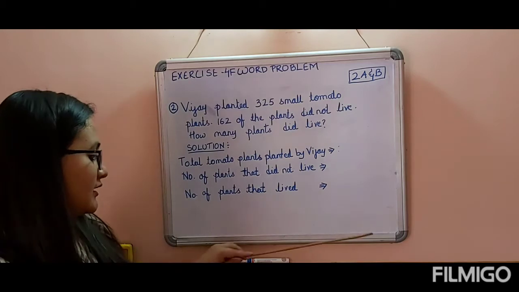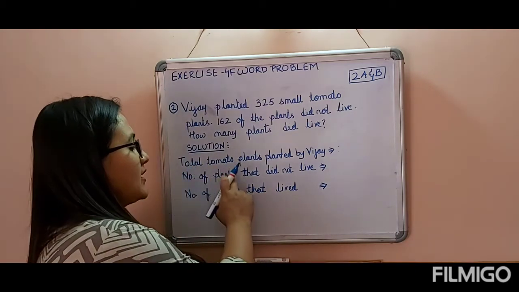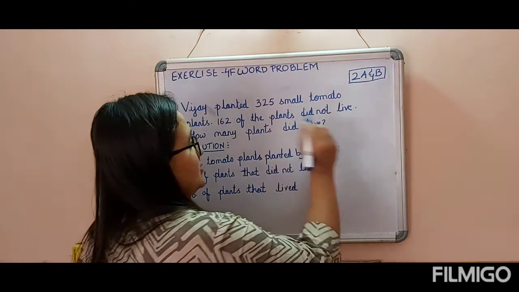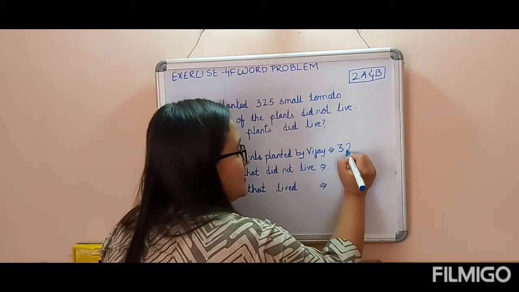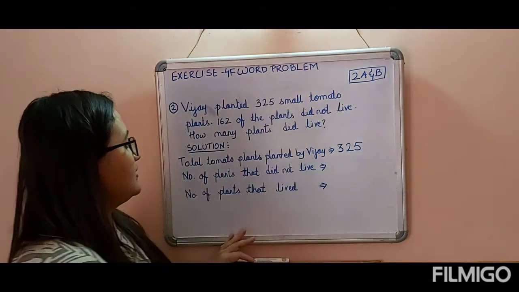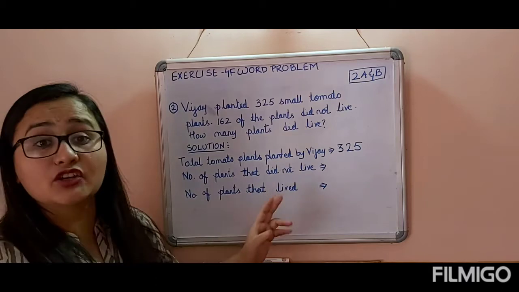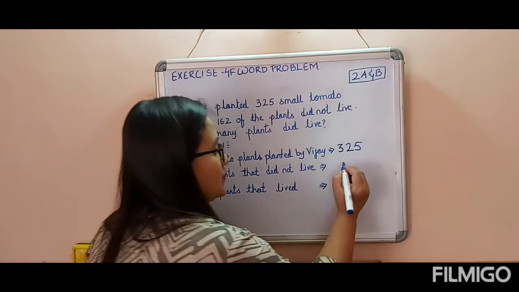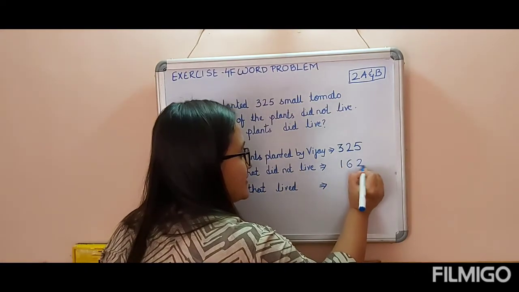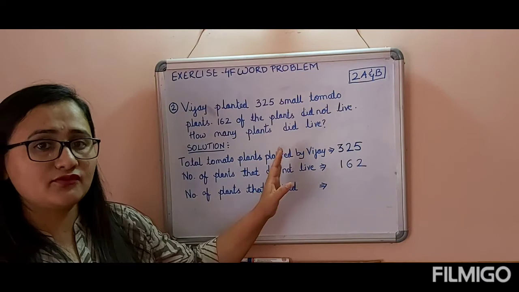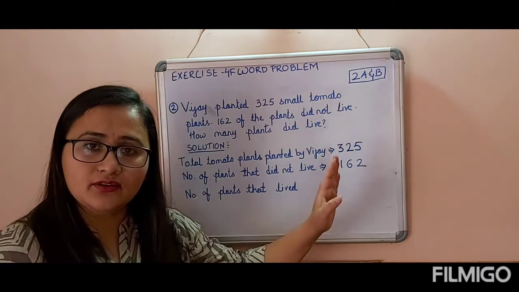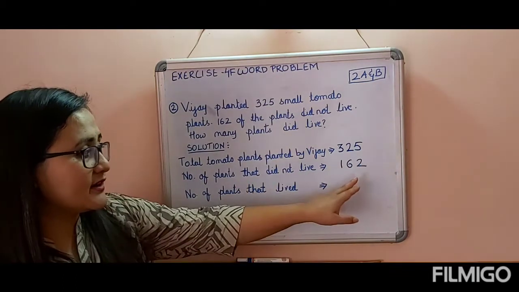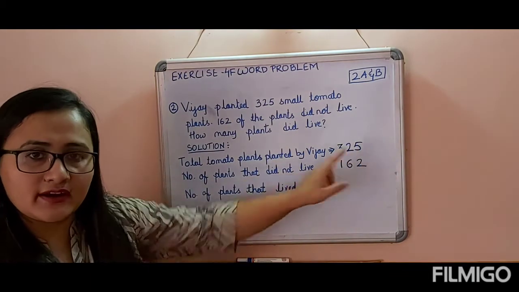Now in the first line you have to write, total tomato plants planted by Vijay. What is the total number of plants that Vijay planted? Yes, it is 325. Then the second one, number of plants that did not live. It is 162. And in the last one you have to find out how many plants did live. So you will subtract 162 from 325.